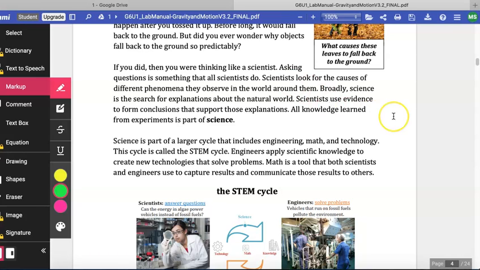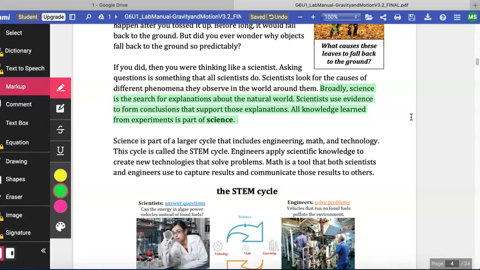Asking questions is something that all scientists do. Scientists look for the causes of different phenomena they observe in the world around them. Broadly, science is the search for explanations about the natural world. Scientists use evidence to form conclusions to support those explanations. All knowledge learned from experiments is part of science.